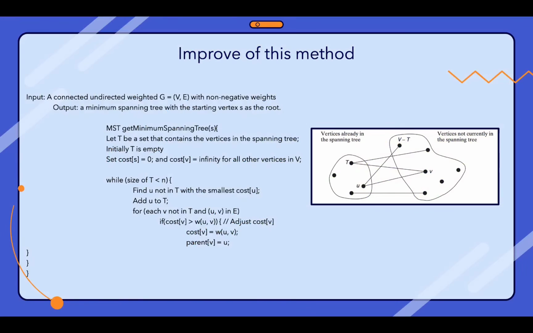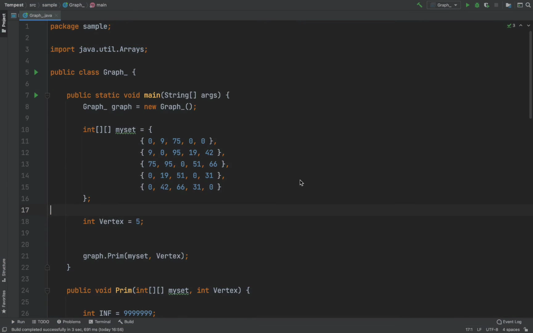To make it easy to identify the next vertex to add into the tree, we use cost[v] to store the cost of adding a vertex v to the spanning tree T. Initially, cost[s] is 0 for the starting vertex and we assign infinity to cost[v] for all other vertices. The algorithm repeatedly finds a vertex u in V minus T with the smallest cost[u] and moves u to T. This is the implementation of the MST algorithm.